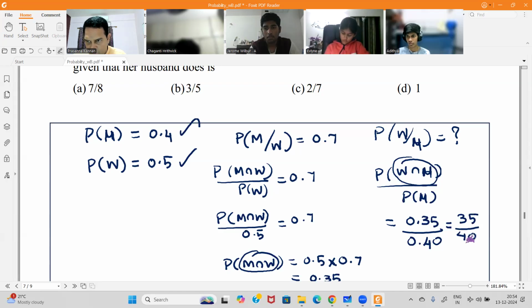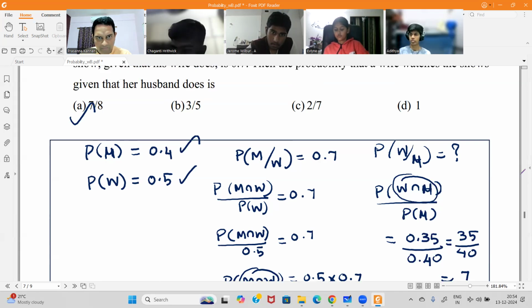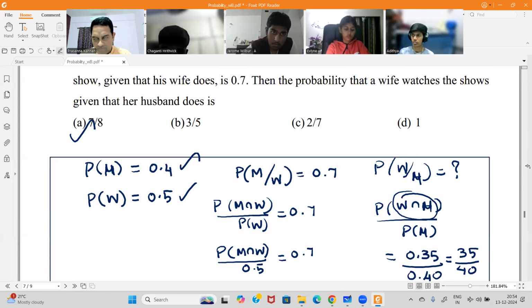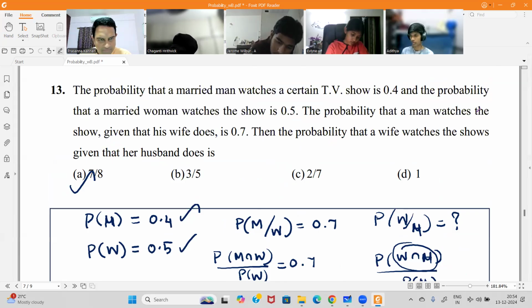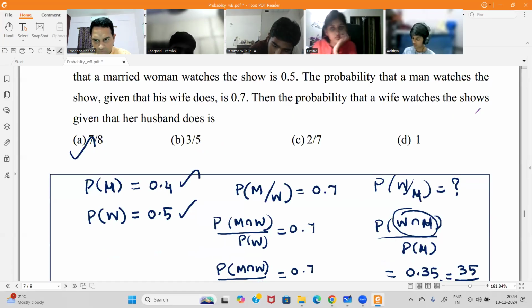So 35 by 40. If I divide by 5, this will be 7 into 5, and the denominator will be 8 into 5. So what is the right answer? 7 by 8. Yes. All of you got the answer? Is it clear, Aditya? Ritvik, is it clear? Yes, sir. Okay.